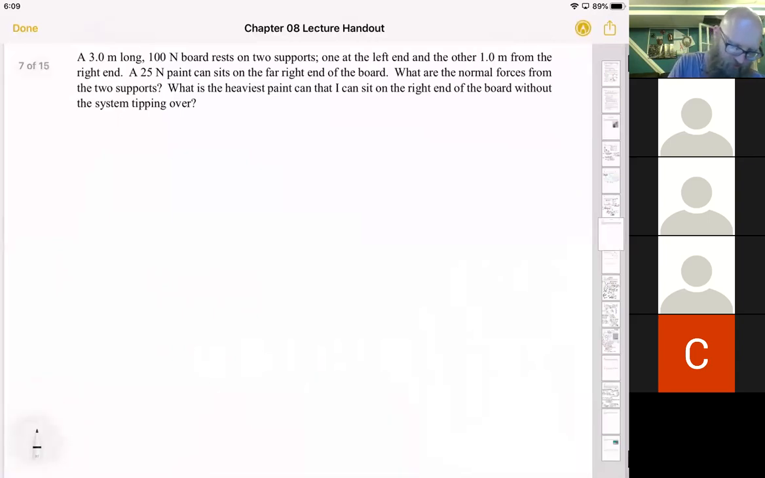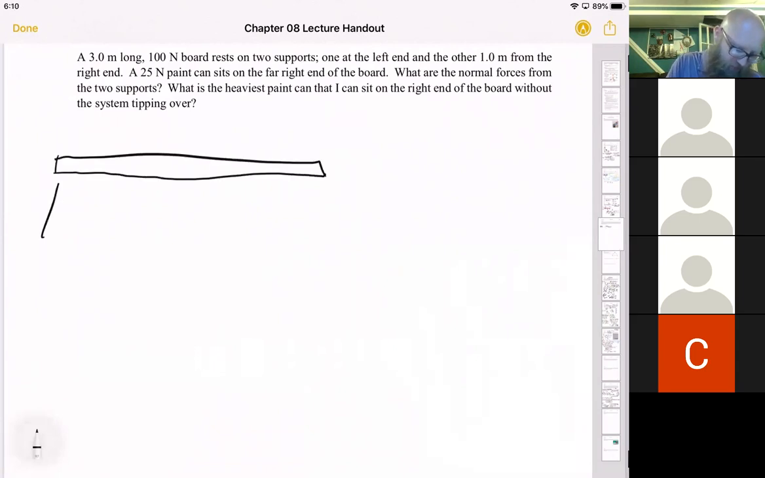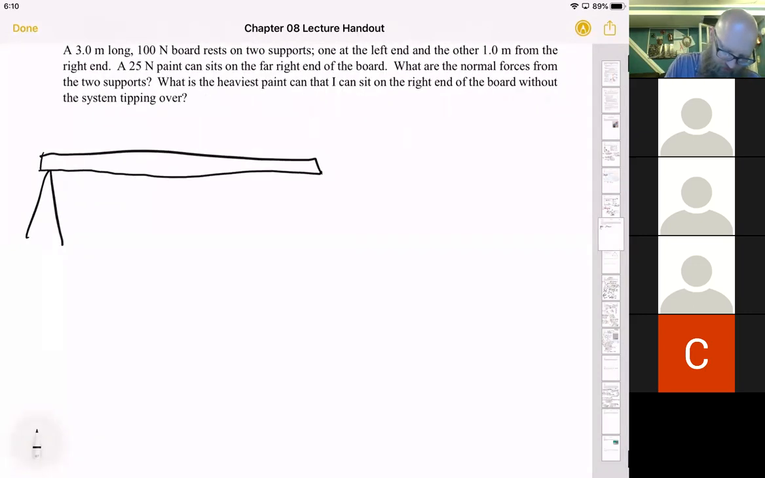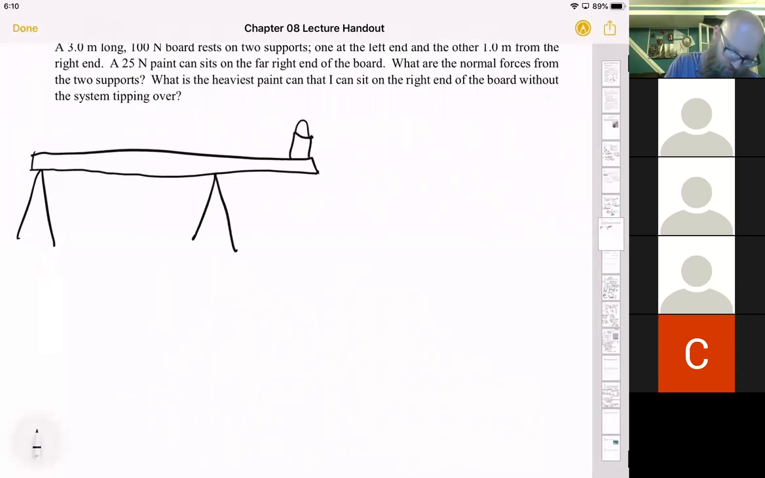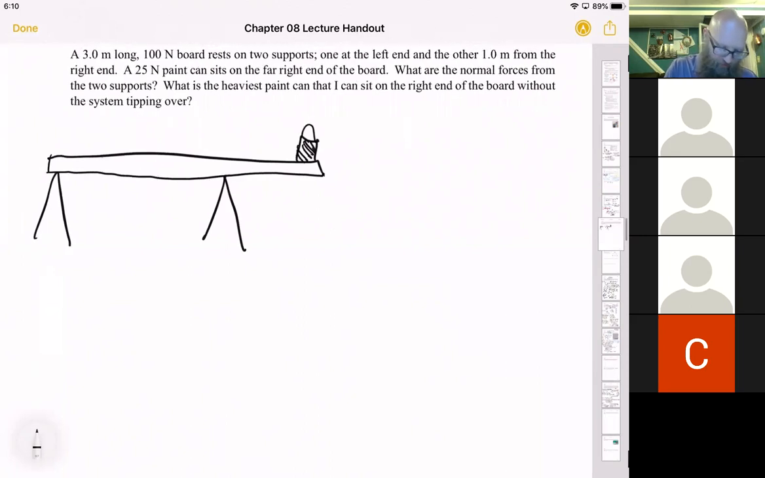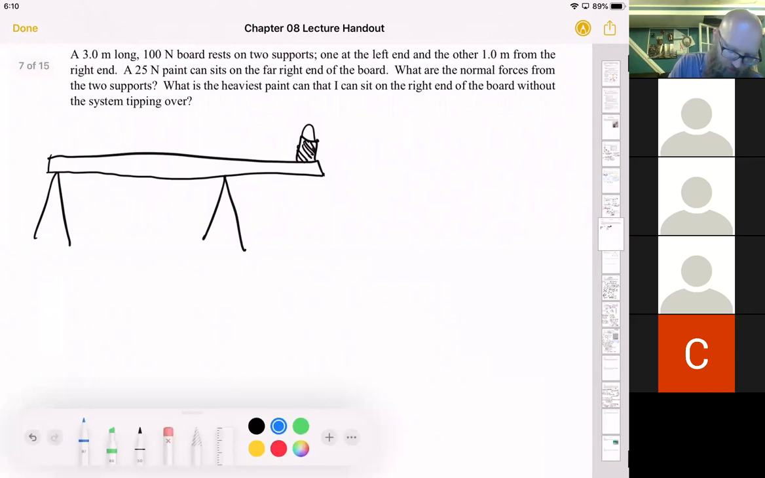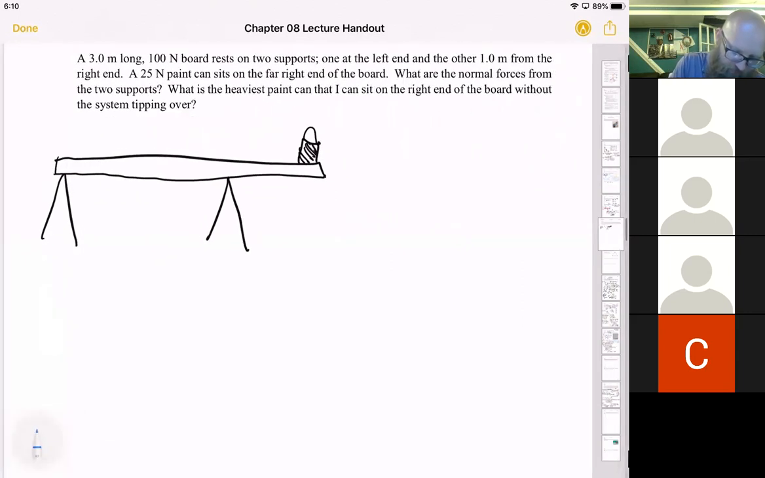Yeah, that's perfect. Okay, so a 3 meter board, that's 3 meters, great. And a support like right here, and a support 1 meter from the other end, so that's like here, and a paint can sitting at that end, right? And again, I can label some distances here. The full length is 3 meters, and this is 1 meter.